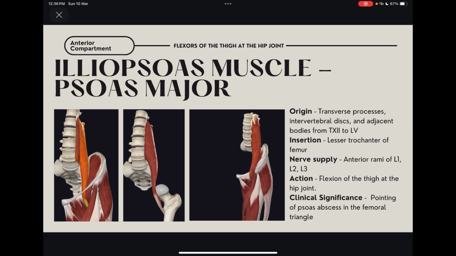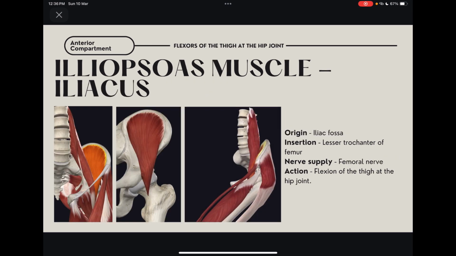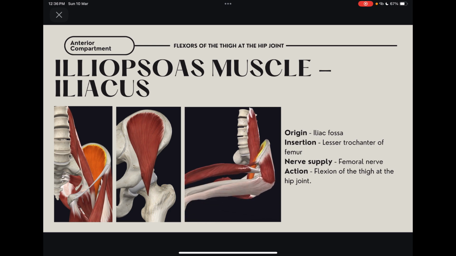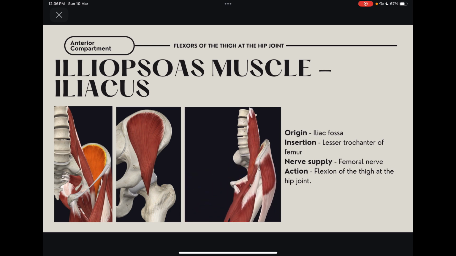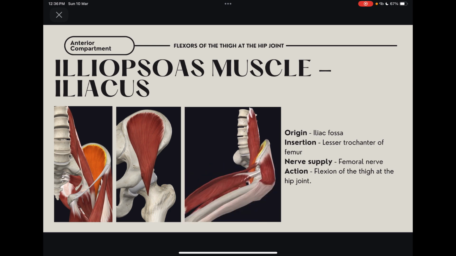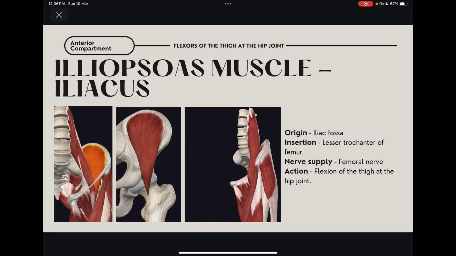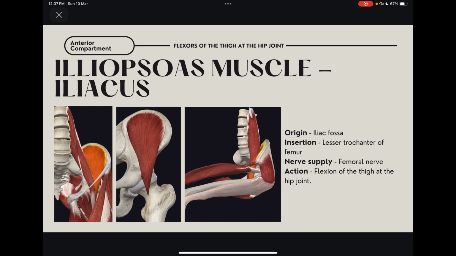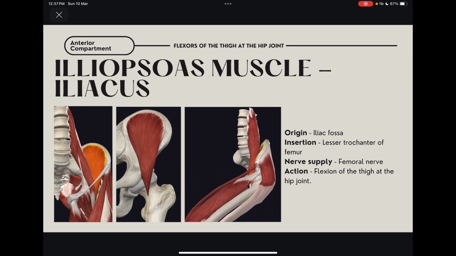The second muscle that is part of the iliopsoas muscle is the iliacus muscle. The iliacus muscle is going to come from the iliac fossa of the hip joint. So the hip bone will have the ilium, and the ilium has an ala. The anterior ala is referred to as the iliac fossa. And this iliac fossa is where the iliacus muscle is going to originate. And along with the psoas major muscle, it will insert as a conjoint tendon into the lesser trochanter. This muscle will be supplied by the femoral nerve, and it will flex the thigh at the hip joint, or simply flex the hip joint.